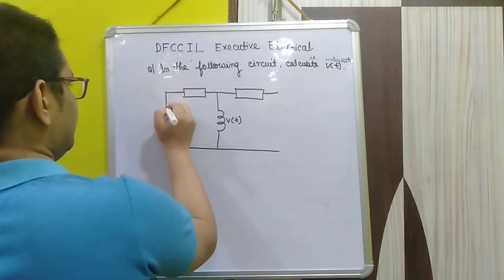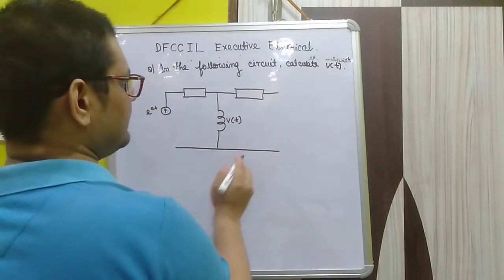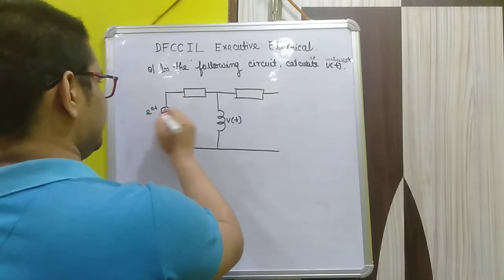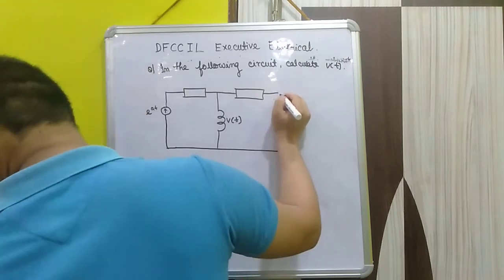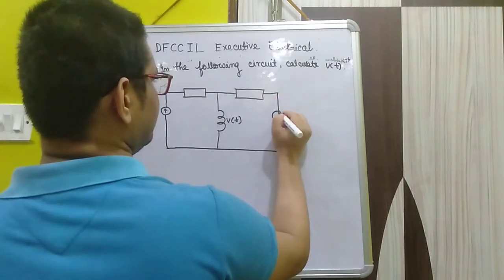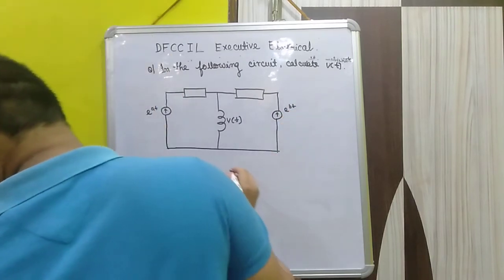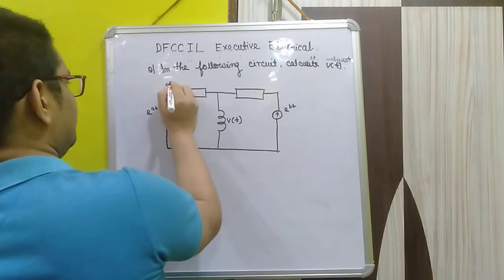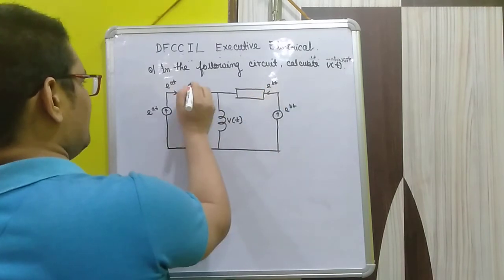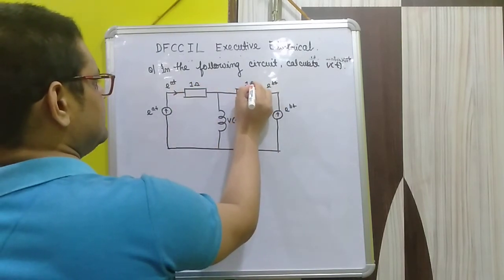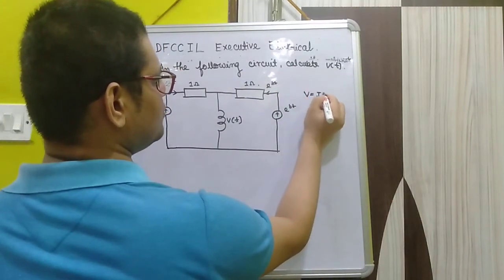There is a current source e to the power at. Sorry, this is a resistance, and this is a current source, and this is another current source, e to the power bt. The current e to the power at is going over here, and e to the power bt is going over there, and this is a 1 ohm resistance and this is a 1 ohm resistance. We know V is equal to I into R.